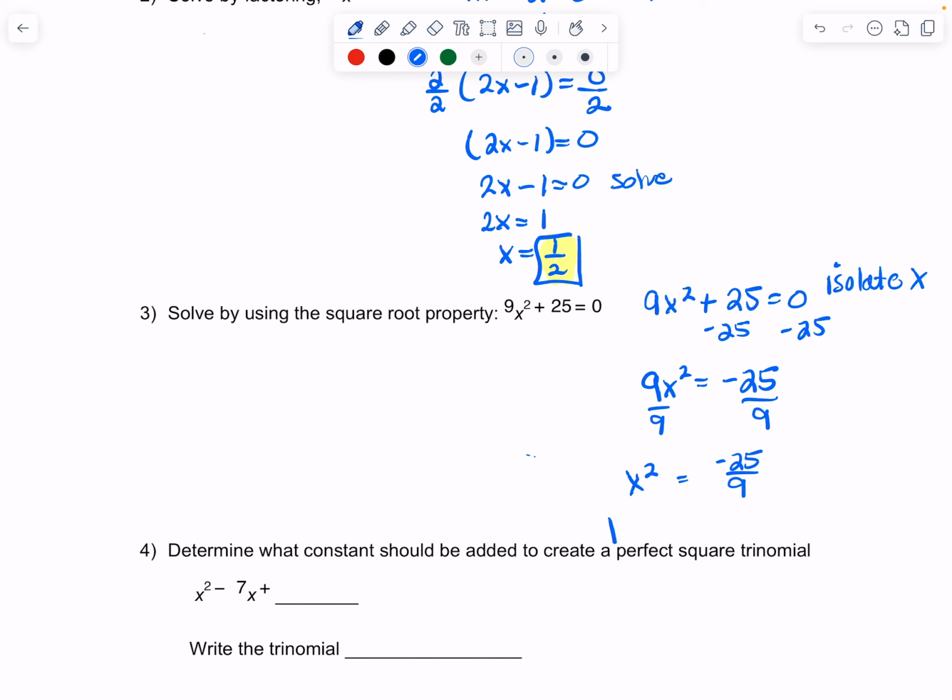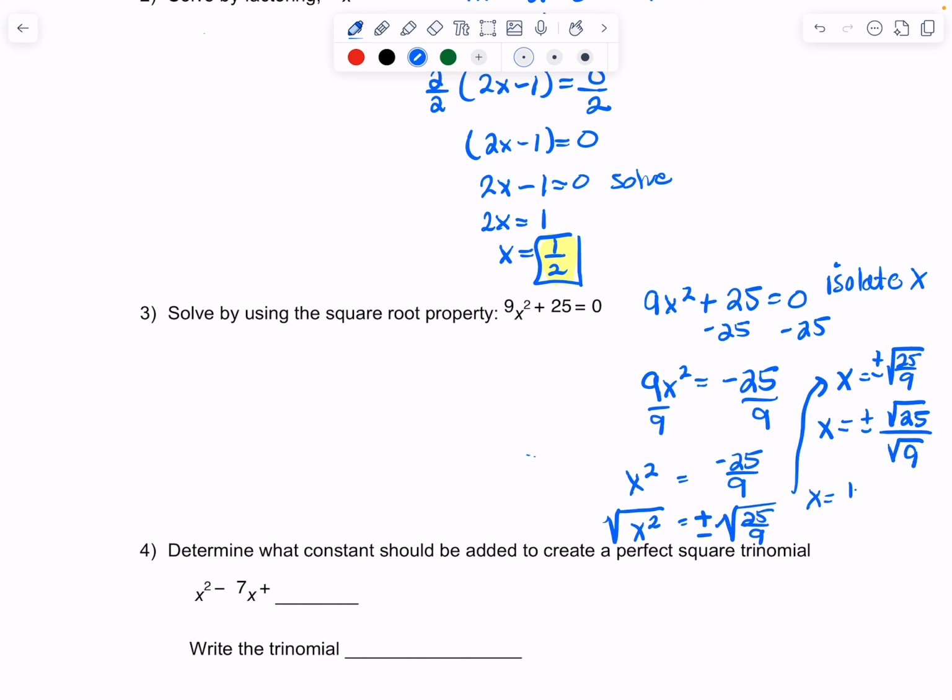So I take the square root of the left-hand side because the square root will undo something squared. It's the opposite operation. And if I use the square root property on the other side, I have to be cautious because I have two answers, one positive and one negative. So when I do this, I get x is equal to plus or minus the square root of 25 over 9. Now, it's a square root. So x equals plus or minus, and I'm going to break up the square root because I have a fraction underneath it, to the square root of 25 over the square root of 9.